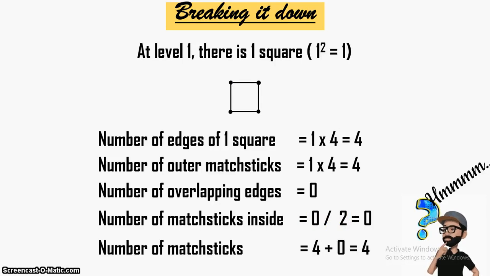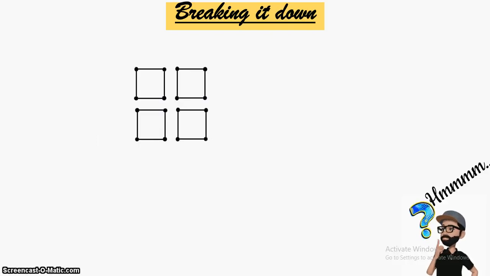So the number of matchsticks altogether for the first level is the number of outer matchsticks, which is 4, plus the number of inner, which is 0. So 4 plus 0 gives us 4. That's for the first level. Let's move on to the second level.